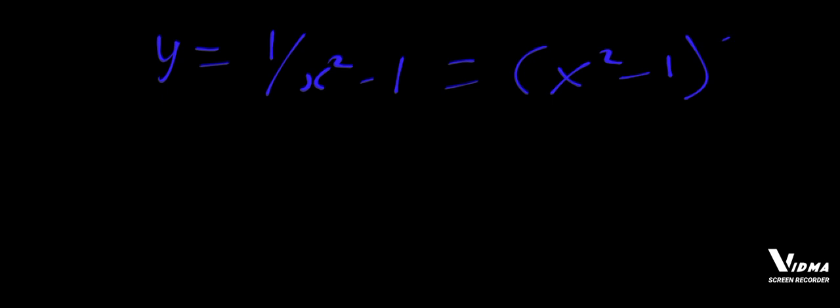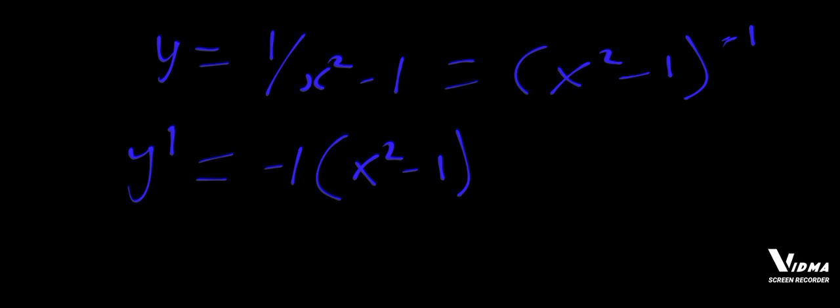So you can agree with me that if I write y equal to 1 over x squared minus 1, it is the same as x squared minus 1 to the power of negative 1. And this will make it easier for us to differentiate. So in doing so, our y prime is going to end up to be negative 1 times x squared minus 1. And this is actually what we call the chain rule.